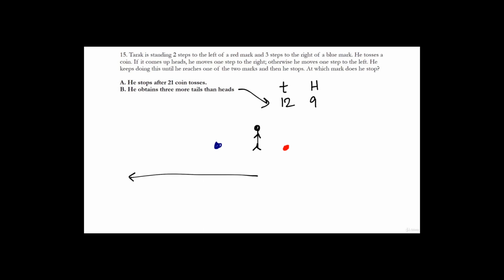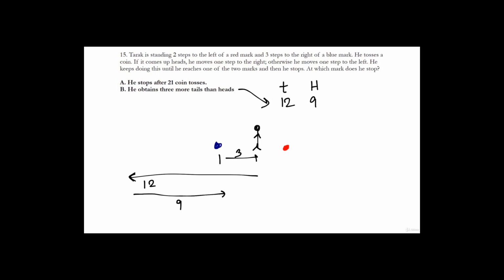And whenever he gets a head, he moves one step towards the right. So this is 3 steps. He has already gone 12 steps this side, and he comes 9 steps like this. So this is the total movement made by him. And in whichever order the heads and tails could occur, this is the overall result that he will get. Okay, so based on this, at which mark does he stop? That is the question they are asking.